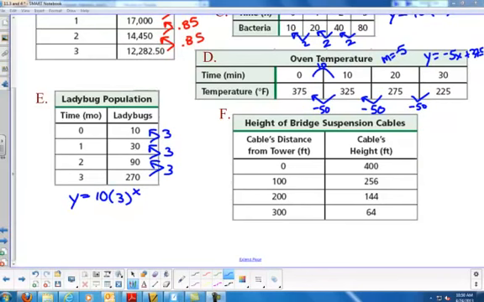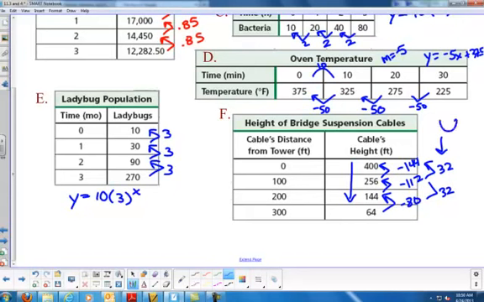Okay, for the last problem, it looks as if it's probably quadratic because it's getting less and less, quicker and quicker. So let's go ahead and find our first difference. 64 minus 144 is negative 80. 144 minus 256 is negative 112. 256 minus 400 is negative 144. So if we look and see if our second difference is constant, negative 80 minus 112 is 32. Negative 112 minus 144 is 32. So I know that my second difference is constant, I know it's a quadratic, and my second difference is positive, so I know it's a smile.